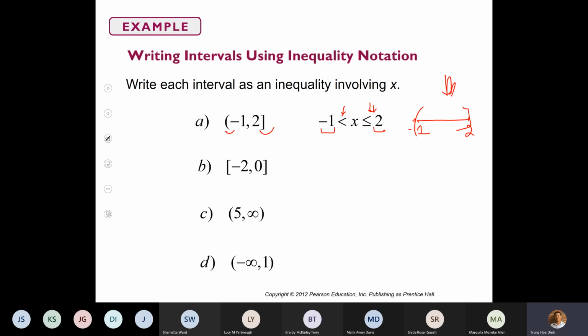Okay, so next one, negative 2, 0. Again, you write negative 2 and 0. With -2 in here, we have close. That means -2 and 0 are included. So you write less than or equal, less than or equal. I also expressed on the number line -2 and 0. They are included, so I get that.